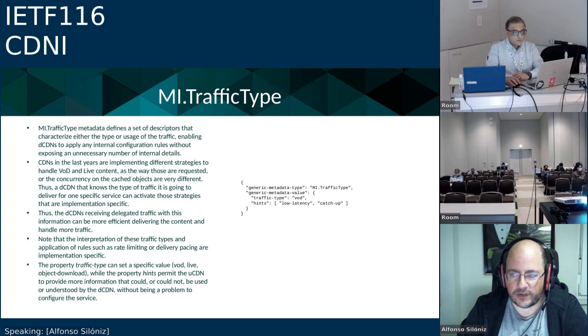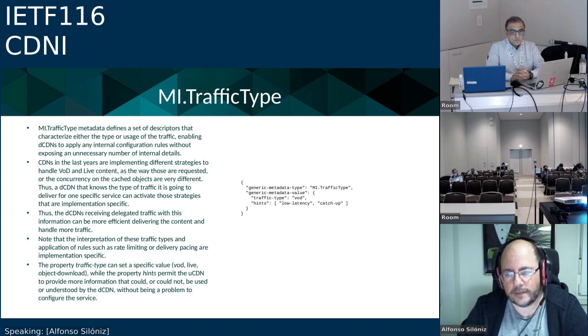And this is the MI traffic type. This object permits the upstream to give more information to the downstream about what kind of traffic is going to be delivered for a specific service. This is very important information for downstream CDNs, because typically the way a service is delivered is different if you have VOD traffic or live or linear traffic on OTT. The way the clients behave, how they make requests, or the time to live of the different objects is quite different for VOD or for live.